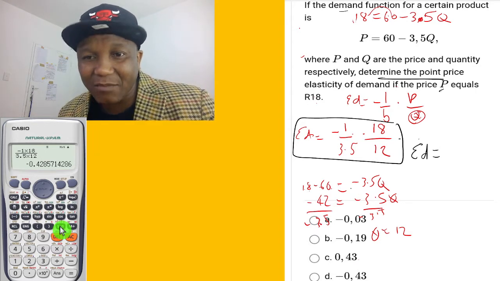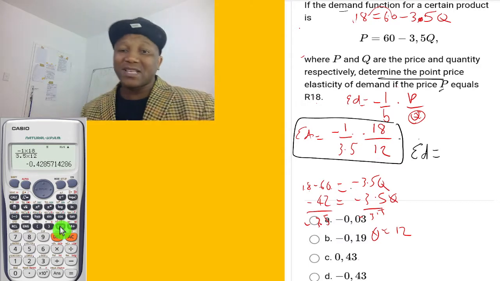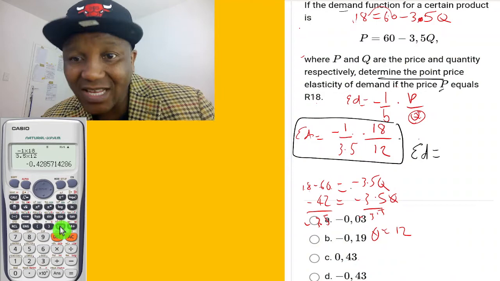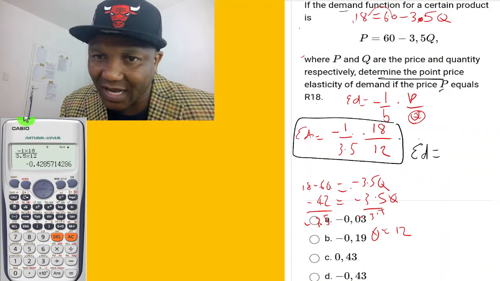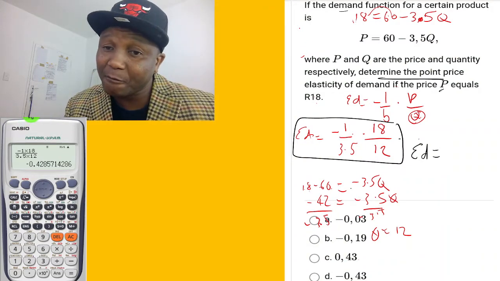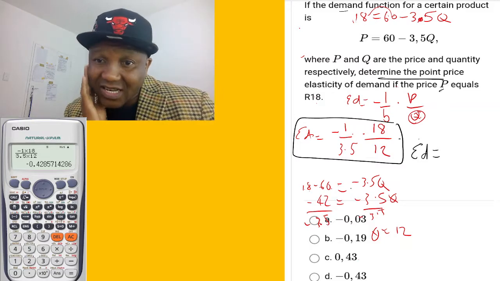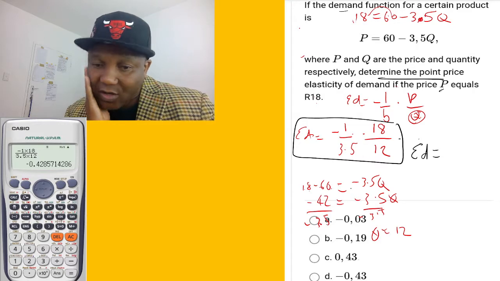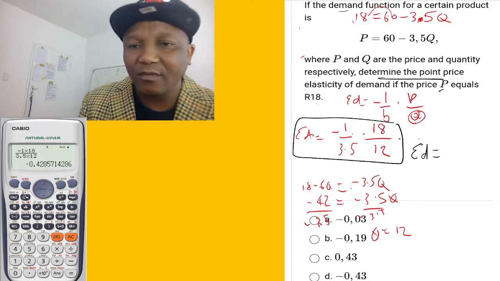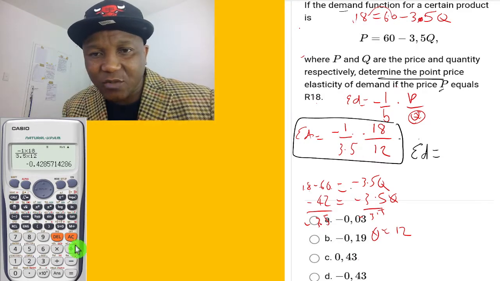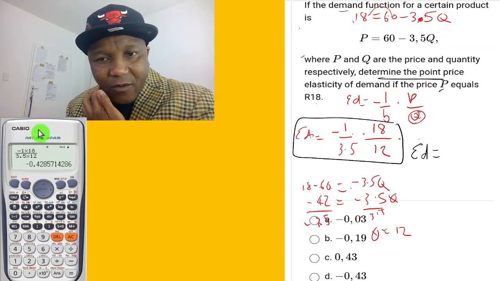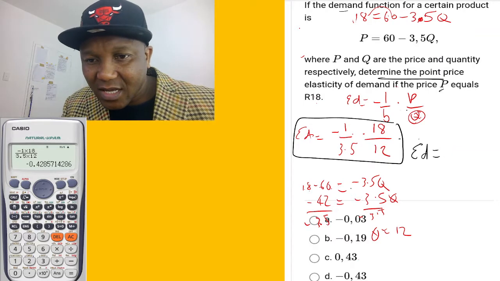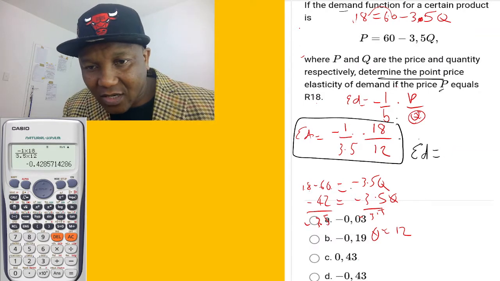I'm sorry. The second method gave us the better answer, so it means I was wrong in a way when I did the first method. Let me see it again. 0.4280, that's option D. Option D. Did I plug in exactly correctly? Excuse me, sorry. Let's see. -1 over 3.5 times 18 over 12.